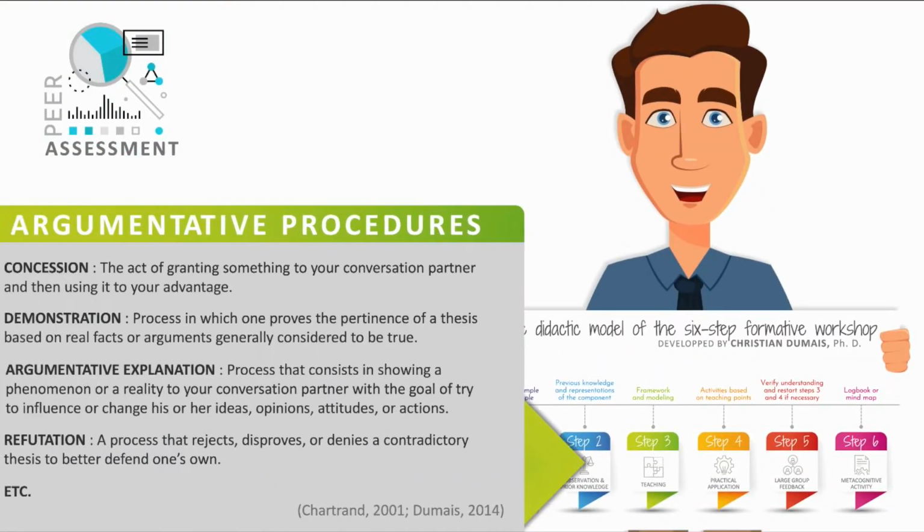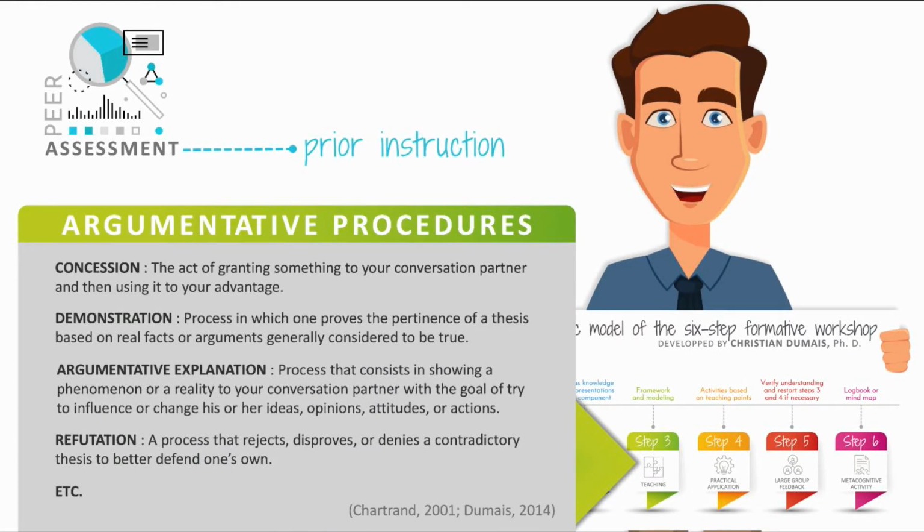For peer assessment to be possible and effective, students must have had prior instruction in oral communication skills through formative workshops. For instance, if students are to evaluate the argumentative processes used by their peers, they must have had previous instruction in these processes to be able to adequately evaluate them. Otherwise, the comments will be unsatisfactory or incomplete.